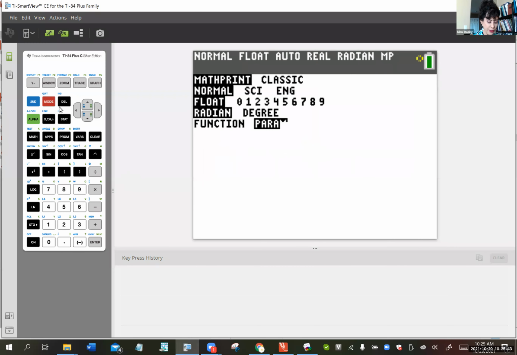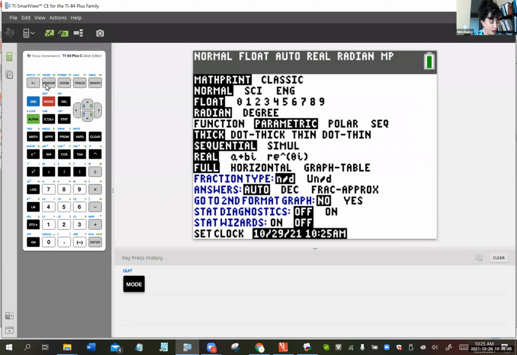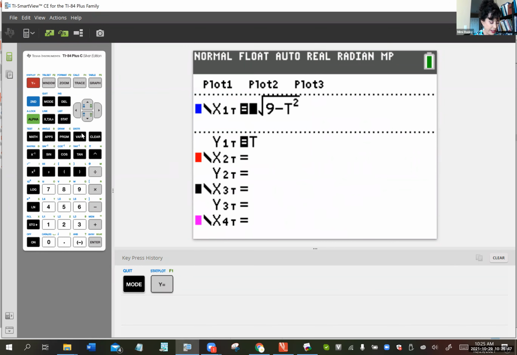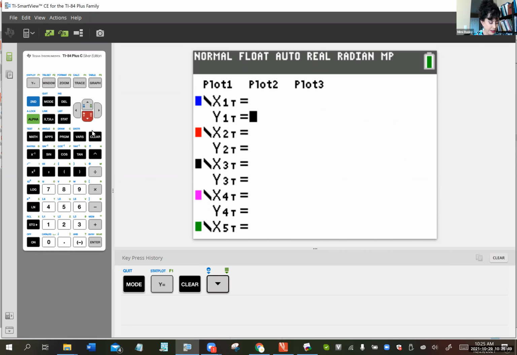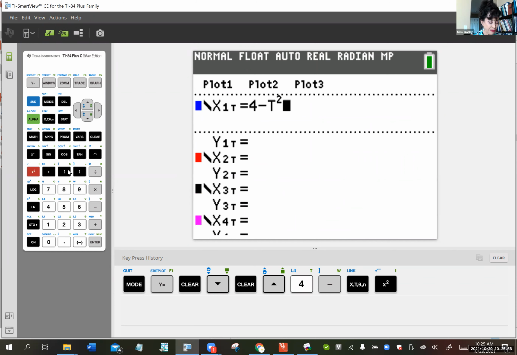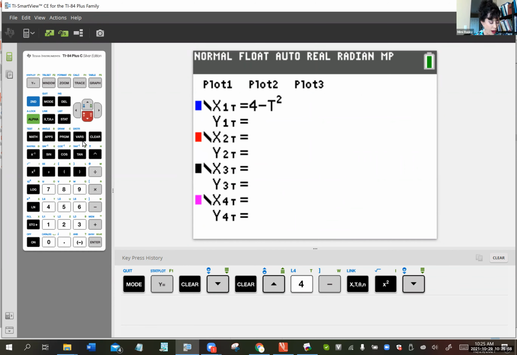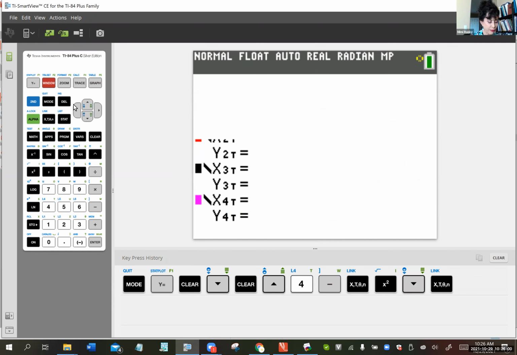And I'll check my mode. Yep, I'm in parametric mode. Excellent. And then I'll go ahead and clear out this stuff that I was trying to work with last time. X is 4 minus t squared. And then my y is just t. Let me check my window.